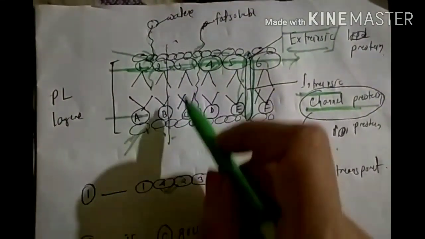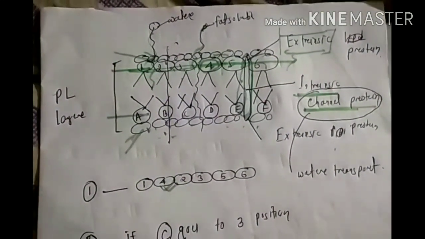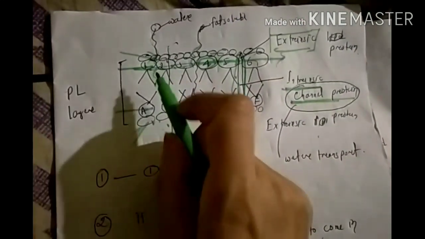In flip-flop movement this protein can move to here and this can move to here. This is flip-flop movement. So according to them the plasma membrane is dynamic in nature. Here we can see the protein and phospholipid ratio: 1, 2, 3, 4, 5, protein is 5 and phospholipids are also 5.